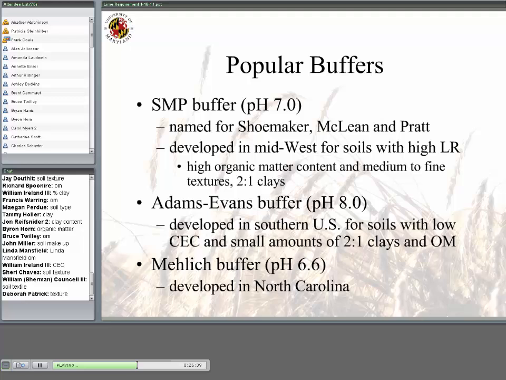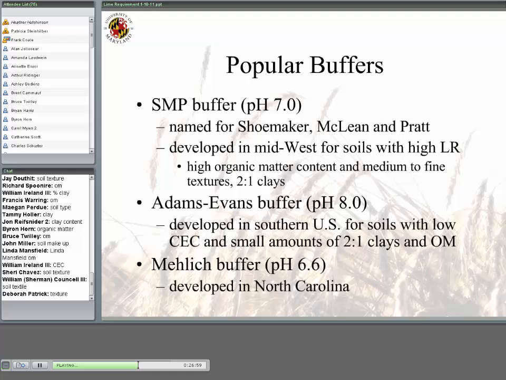Right? Then there's the Malick buffer. We not only have Malick 1, Malick 2, and Malick 3 soil test extractions for macronutrients, but Malick also developed a buffer. Malick, by the way, is from North Carolina, and he buffered his system, or his system has a pH of 6.6.